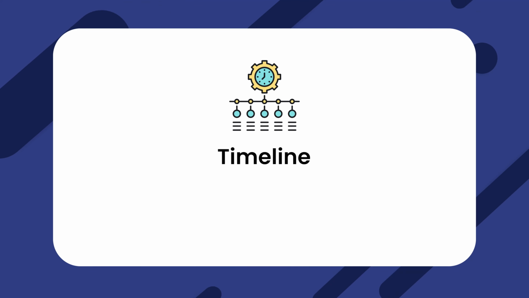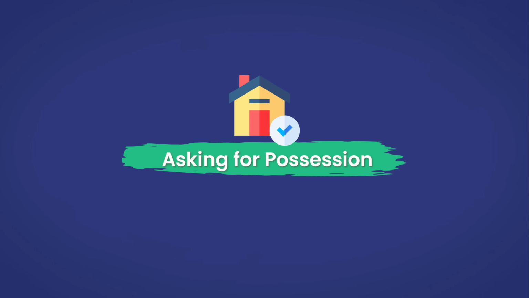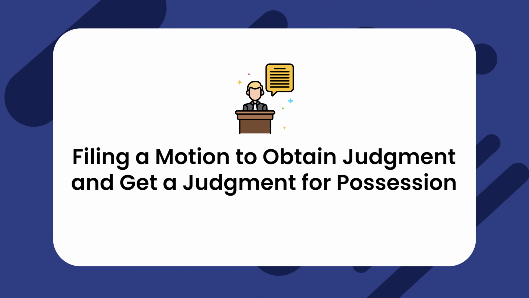Timeline. The summons and complaint must be served 24 hours to 7 days after the court issues it, depending on the reason for eviction. A continuance may be filed by either party that lasts 6 days to 6 months. Asking for possession. Filing a motion to obtain judgment and getting a judgment for possession. To win and accomplish this step, landlords must provide a strong argument backed up by solid evidence against their tenants. Should the tenants fail to show up to the hearing, the landlord may win by default.